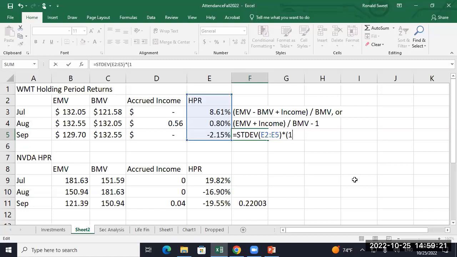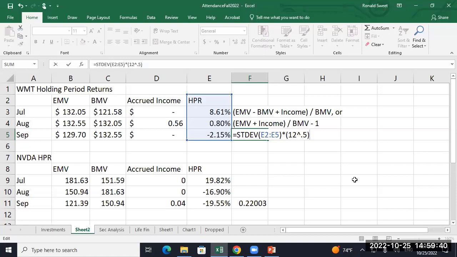So you can't multiply by 12. So we multiply by the square root of 12. Because volatility is standard deviation squared, right? So you can take volatility and multiply by 12, and then you have to take the square root to get standard deviation. So if you want to annualize standard deviation, you multiply by the square root of time.